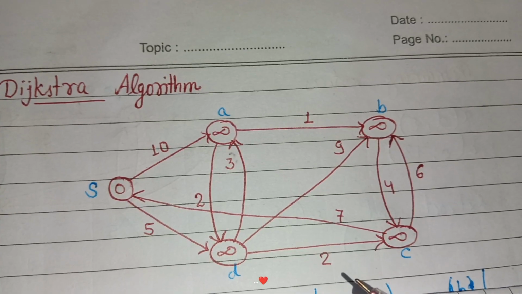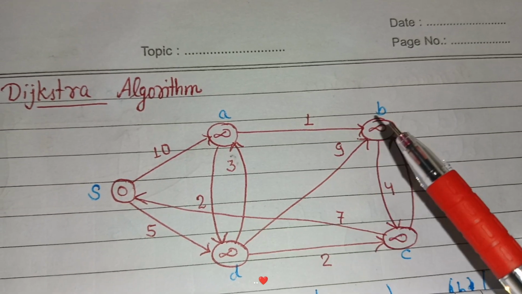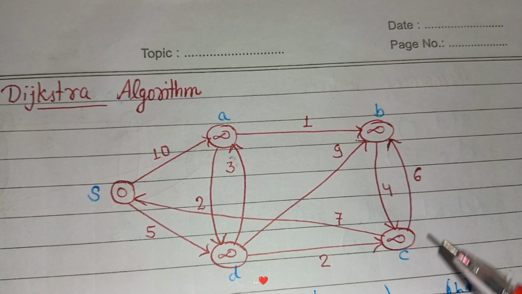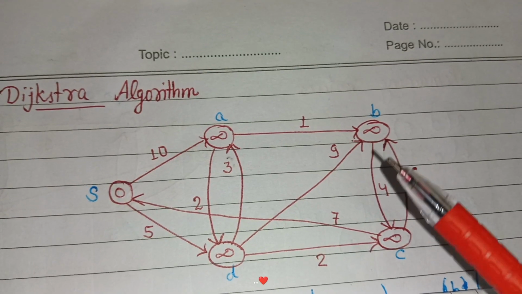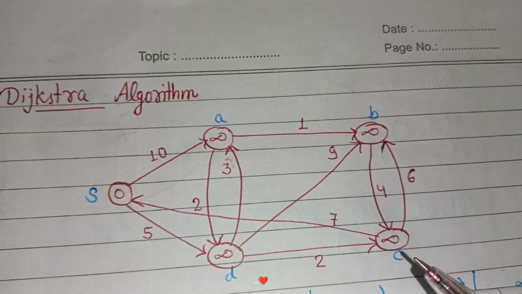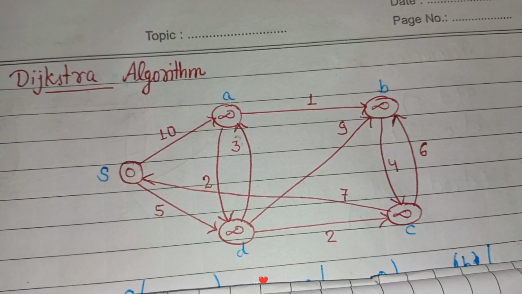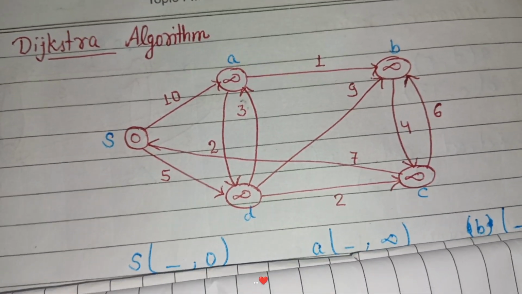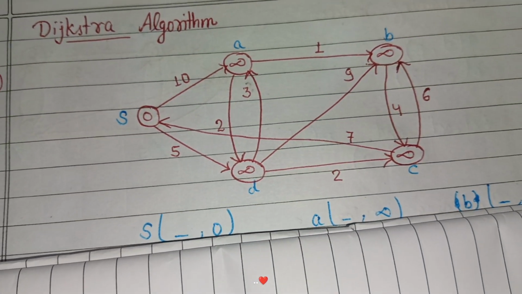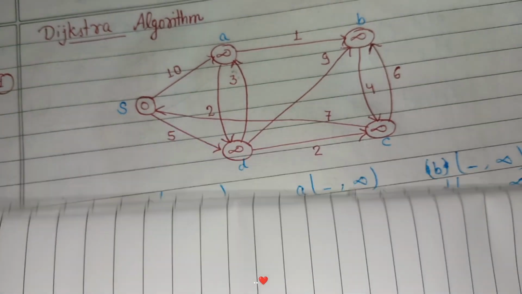From A to B, the weight is 1. From C to B, the weight is 6. From B to C, the weight is 4. And from C to S, the weight is 7. Our goal is to find the shortest path from source vertex S to all other vertices using Dijkstra's algorithm.